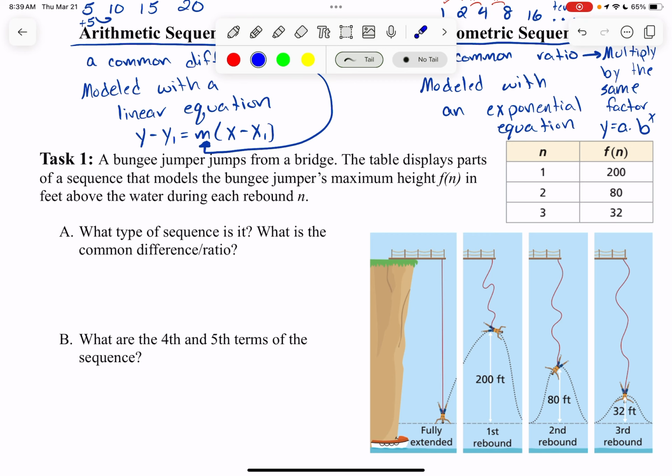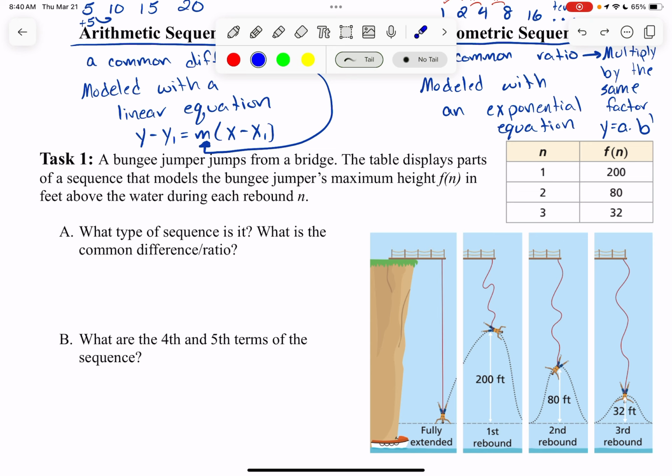Okay, so my bungee jumper is jumping off, fully extended. It hits this line, and then it's going to jerk back up. That's how bungee jumps work. When it jumps back up, that maximum height above the water is 200 feet. And then he's going to bounce back down and then bounce up slightly less high. So then he's going to jump up and only go 80 feet. And then he's going to bounce back down and back up to 32 feet until eventually he's just going to level out and just hang there, right?